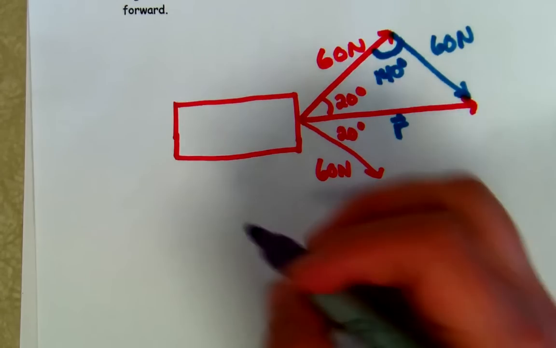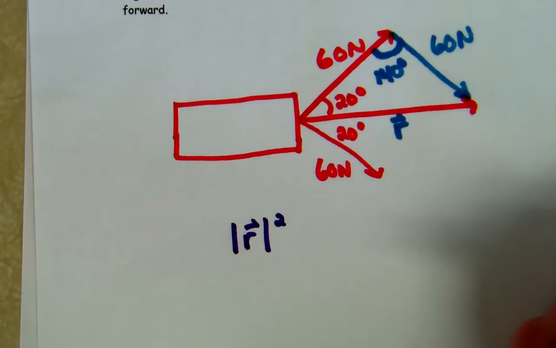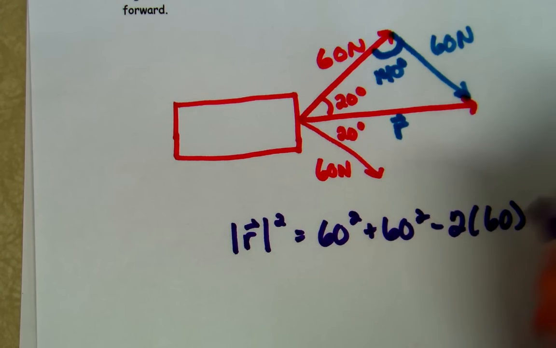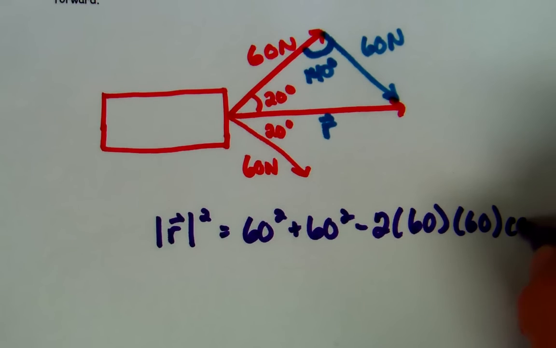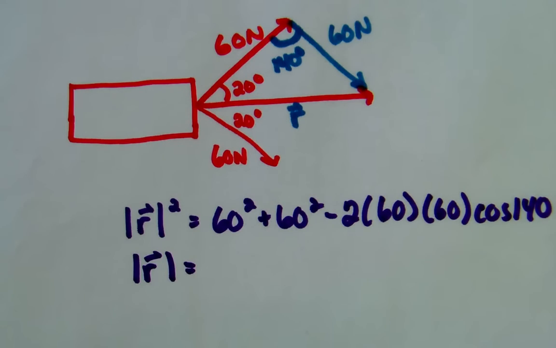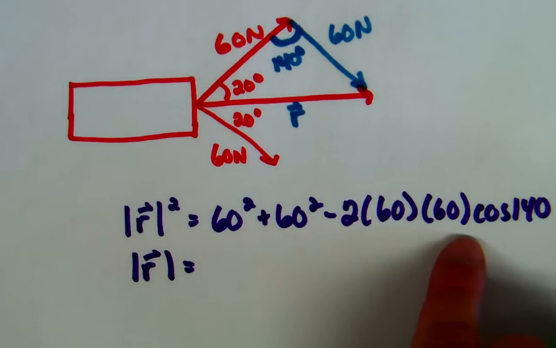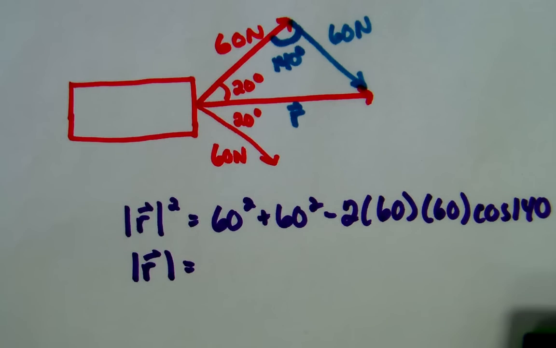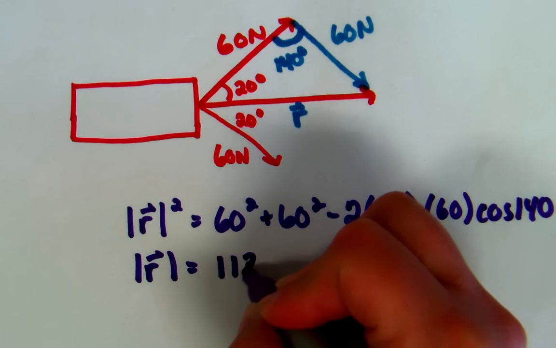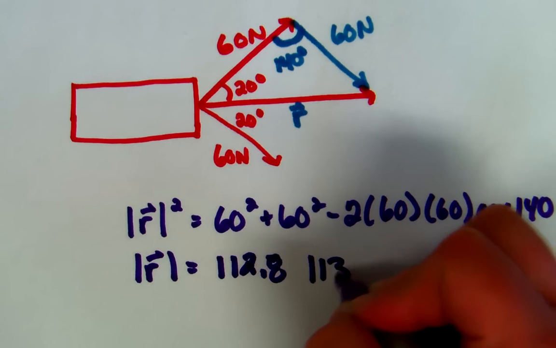law. So the magnitude of the resultant squared is 60 squared plus 60 squared minus 2 times 60 times cos of 140. I'm going to type that into my calculator, and then I'm going to remember to square root it, because typing this into my calculator gives me the magnitude squared. I just want the magnitude. So 60 squared plus 60 squared minus 2 times 60 times cos of 140 equals, square root my answer, and I get 113, or 112.8, or 113 newtons.